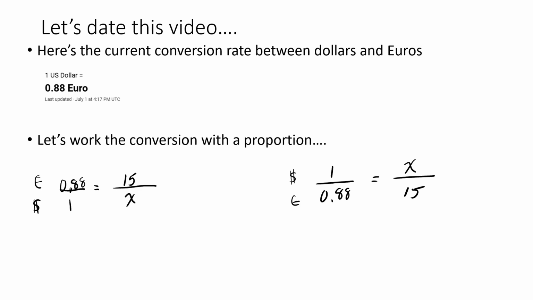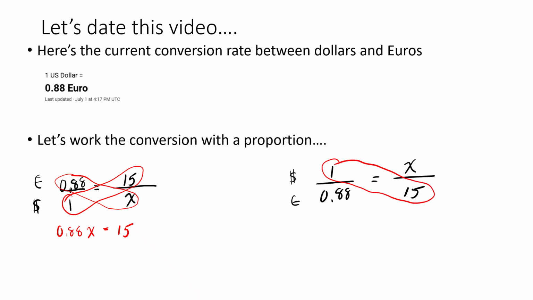Now we're going to use this cross products are equal in order to figure out the unknown value. And you'll see here that it's going to work out the same way both ways. So I have 0.88 times x is equal to 15 times 1, which is 15. If I come over here, I've got 1 times 15 is 15. And 0.88x. So you can see that we land in the same spot. Okay, that is the same equation both ways, which is why it doesn't matter which way you set it up.